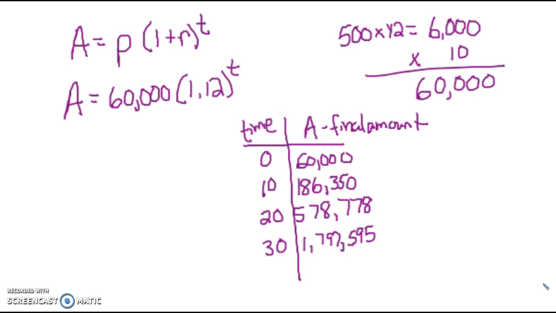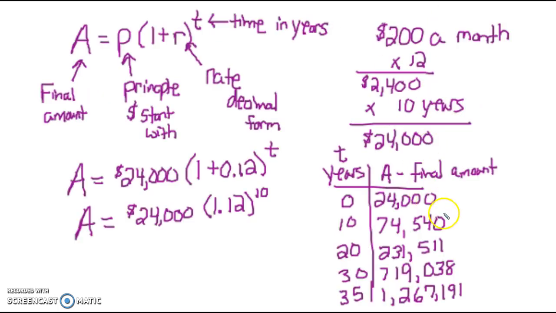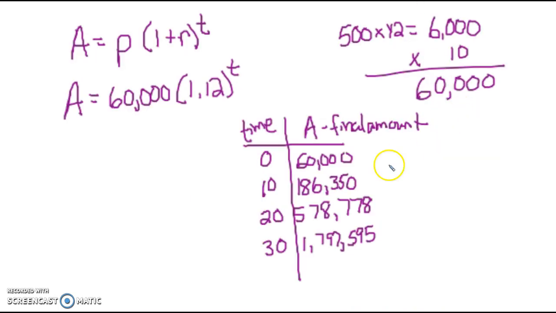Would you rather retire? This was at the end of our 60s. Saving $500 a month, we had $60,000. This was at the end of our 30s, our 40s, our 50s, our 60s. Would you rather have $719,000 to retire on? Or would you rather have $60,000 to retire on? I can't tell you.